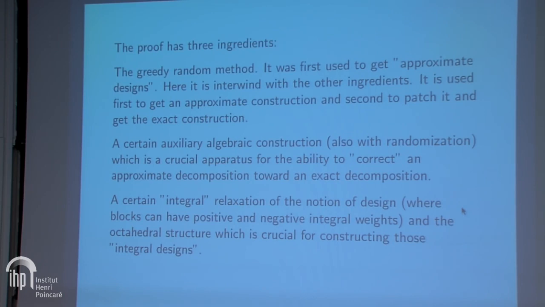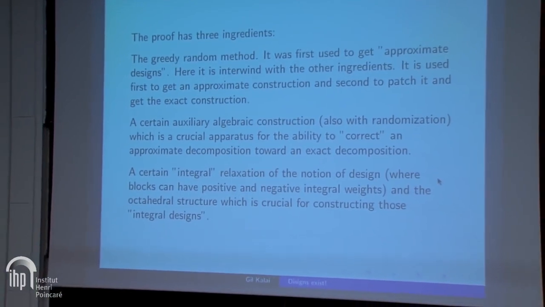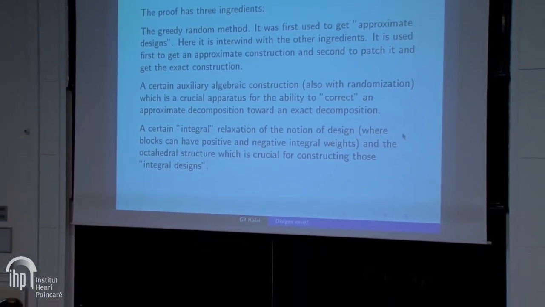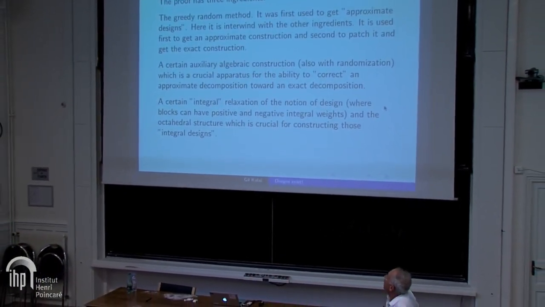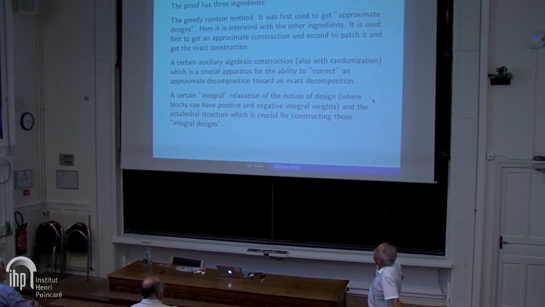So the first idea is what can be called the greedy random method. It's part of a big idea in discrete mathematics to use randomization, to use a probabilistic argument to prove the existence of certain objects. But the greedy random method is a particular method that was developed to prove the existence of things that direct probabilistic arguments are too weak to prove.